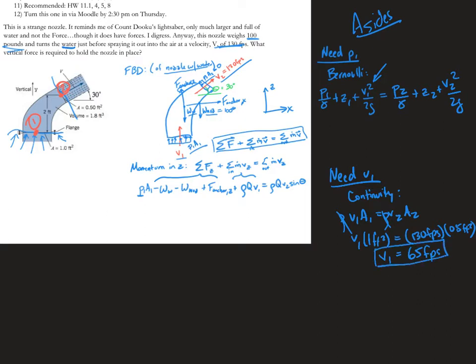Okay, and while we're here, I know that I'm going to need Q as well. So Q equals V1A1, and if A1 is 1 square foot, then Q equals 65 CFS. Okay, I'm not going to plug that in for you. I think you can do that. Okay, so that allows me now to do Bernoulli.